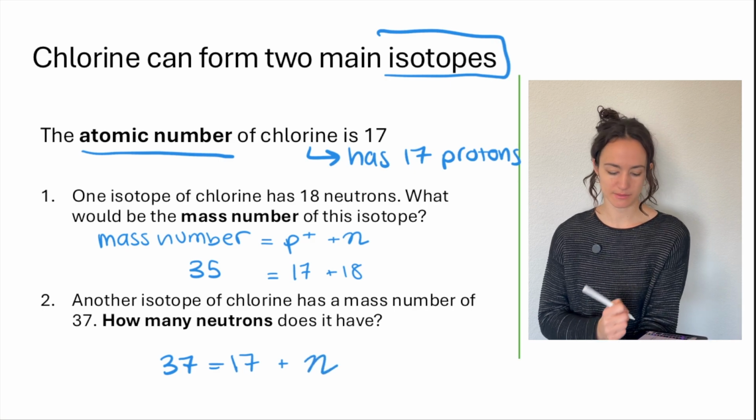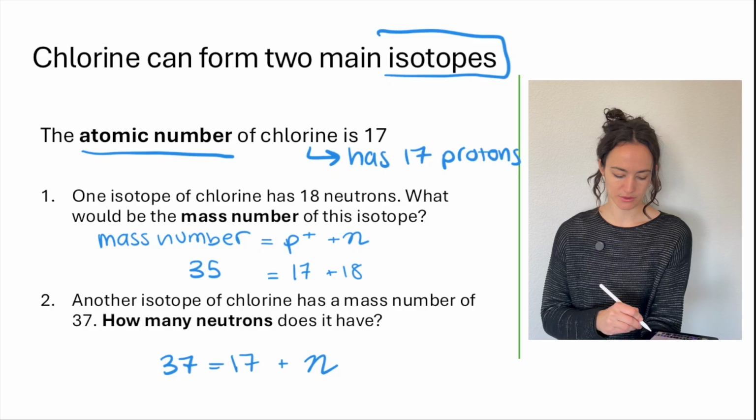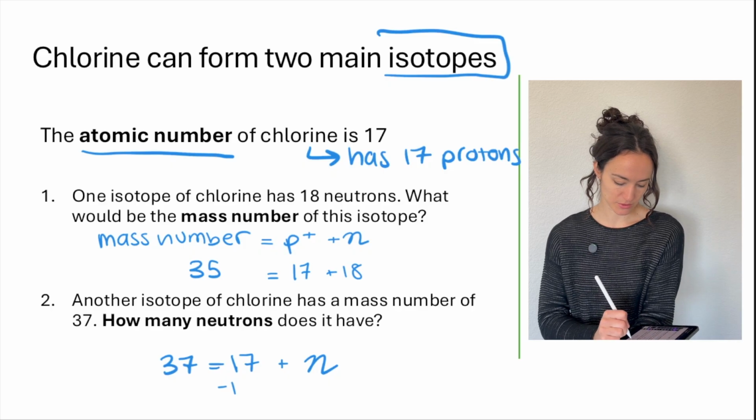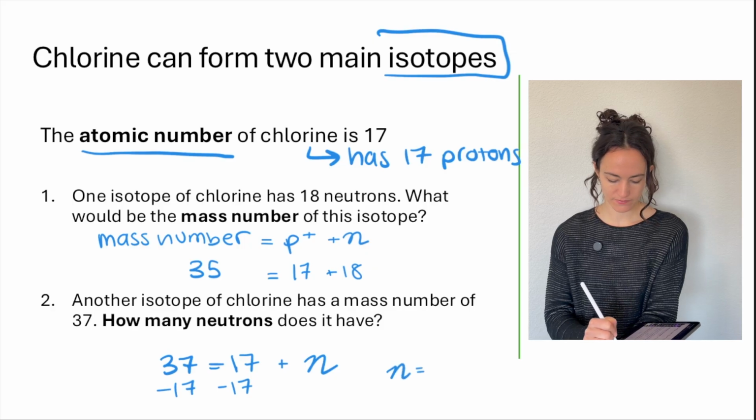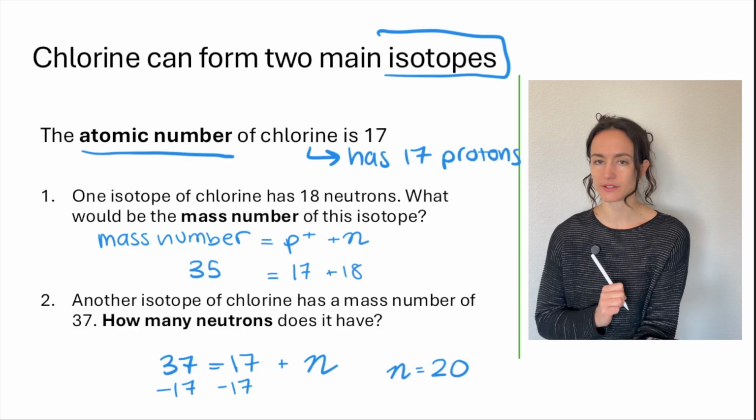So I just figure out what's missing here. I don't know neutrons. I do know 37. I know 17. So if I subtract 17 from each side, we get 20 neutrons.